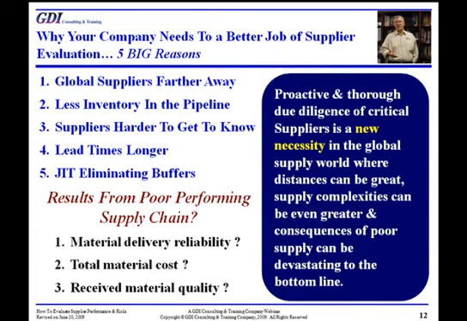So what's important now is that we have to move to a world of proactive and thorough due diligence. That's from the mergers and acquisition world, due diligence of critical suppliers. And this is a new necessity in the global supply world where distances can be great, supply complexities can be even greater, and the consequences of poor supply can be devastating to the bottom line. And we have plenty of examples of where that devastation has occurred.